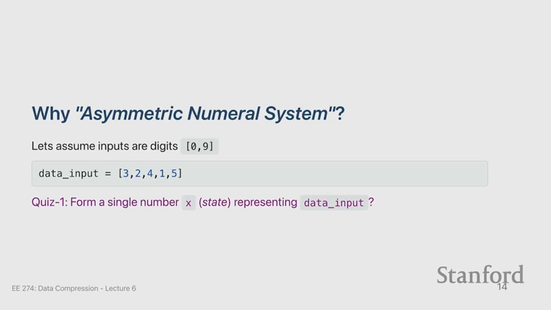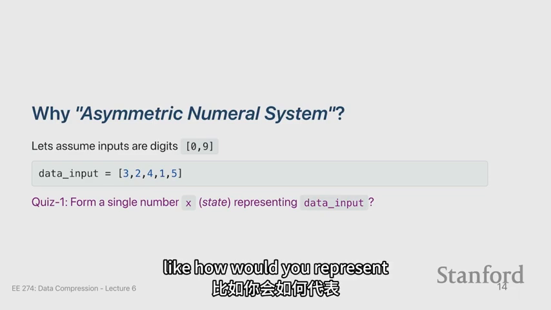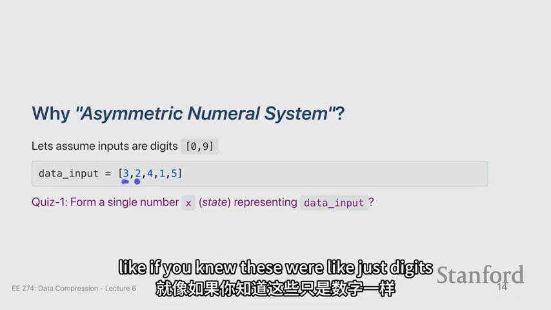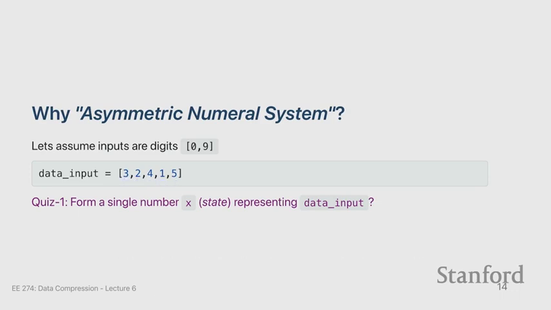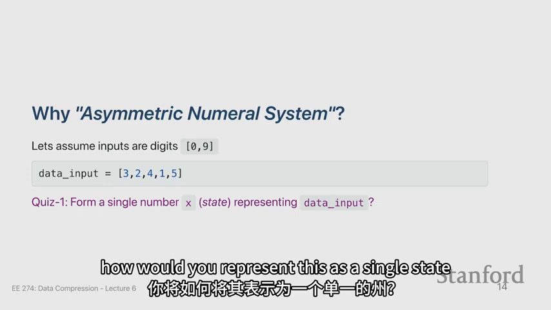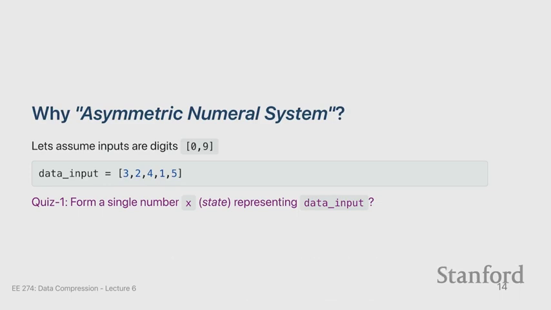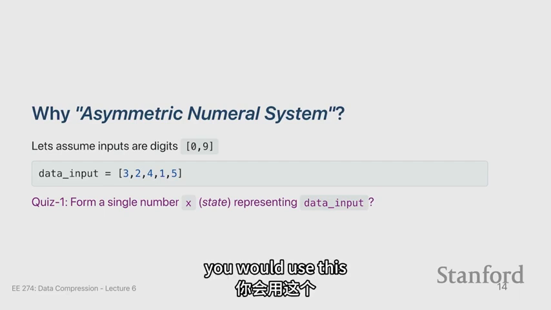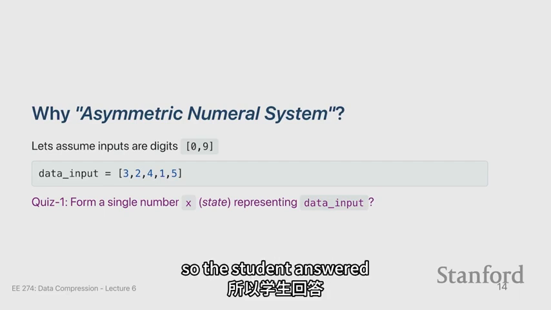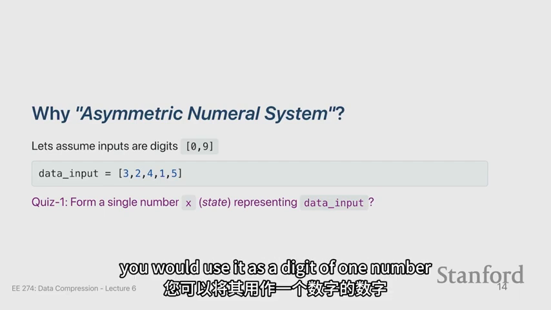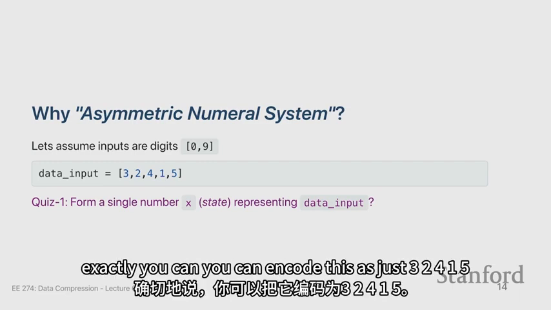How would you do that? If you knew these were just digits, how would you represent this as a single state and tell your friend? The student answered, you would use each as a digit of one number. Exactly. You can encode this as just 3, 2, 4, 1, 5.